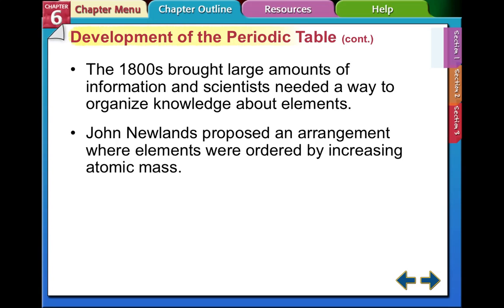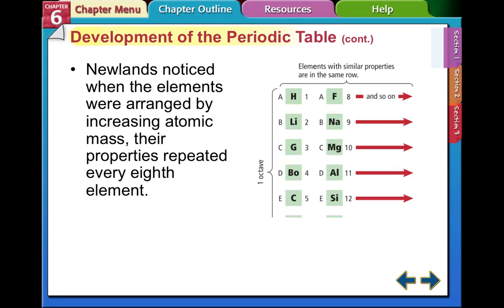This law did not work for all the known elements, and this law was not accepted. However, later it was learned that he had the right idea. We just needed a little more information to get things to work right. So you can see in this next one how he had things laid out. Okay, so he noticed that when the elements were arranged by increasing atomic mass, they had repeated properties every 8th element. And you can see this is 1 octave, or octave as they call it here.